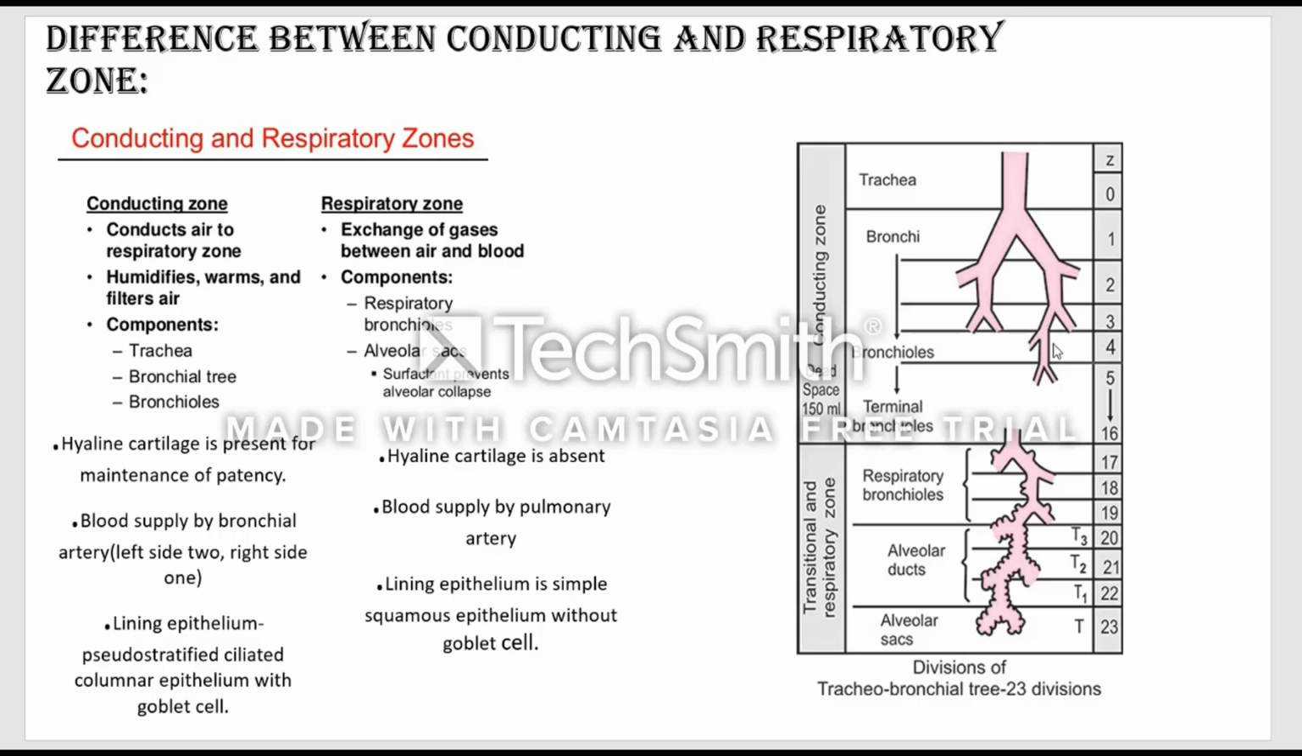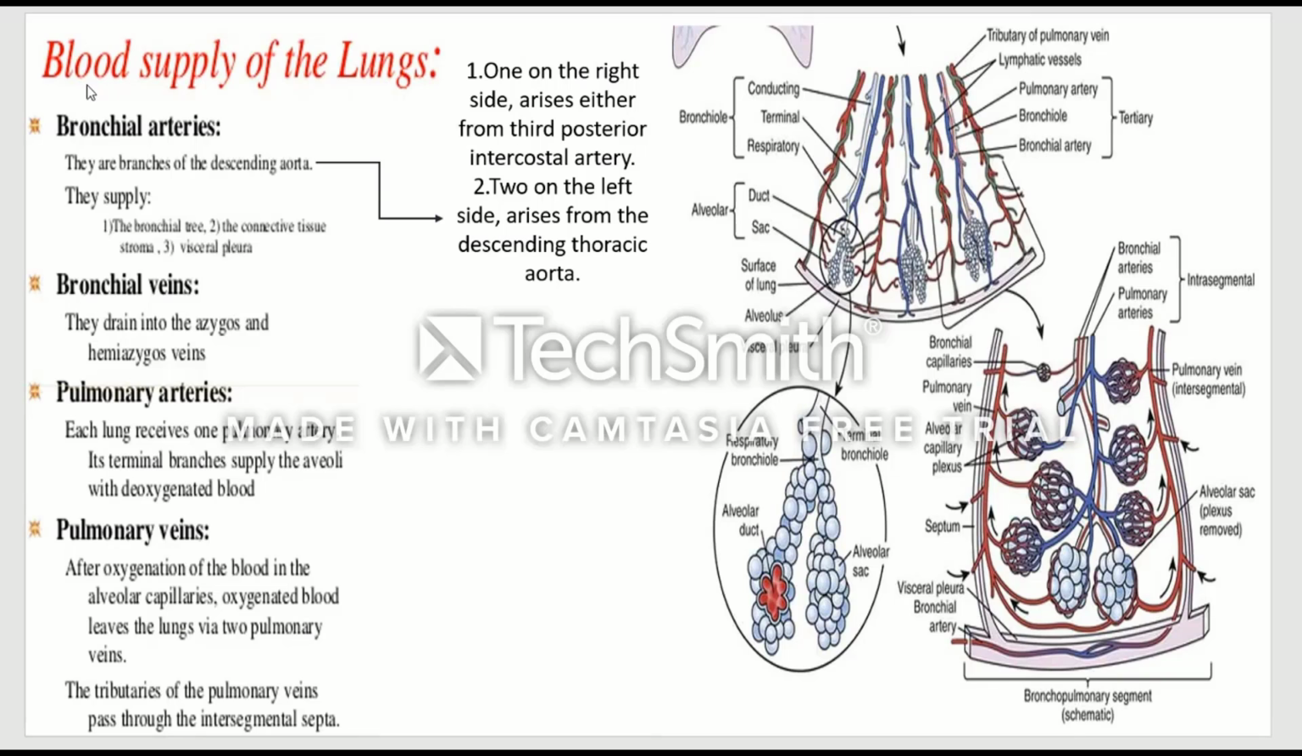And this figure is perfect for this question. This portion is conducting zone and this portion is respiratory zone. Then our important question is blood supply of the lungs. Blood is supplied by bronchial arteries, pulmonary arteries, and venous supply is bronchial veins and pulmonary veins.